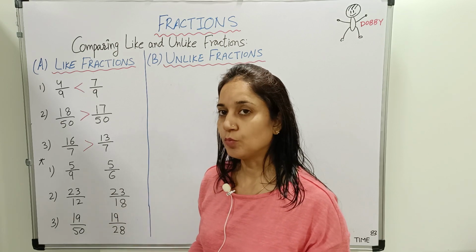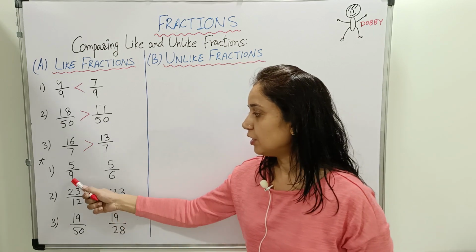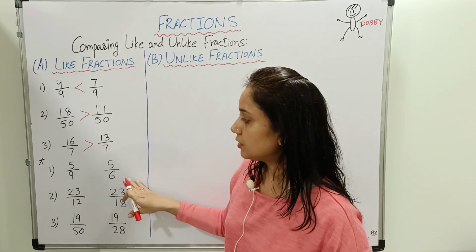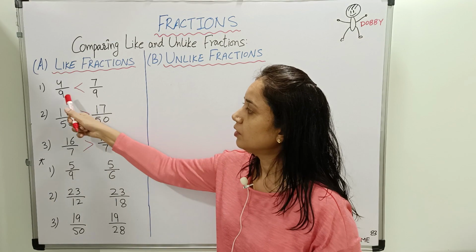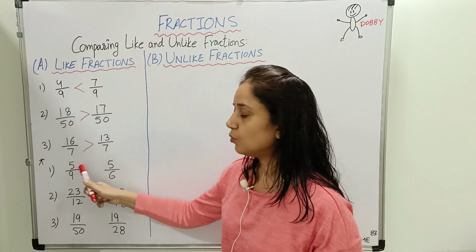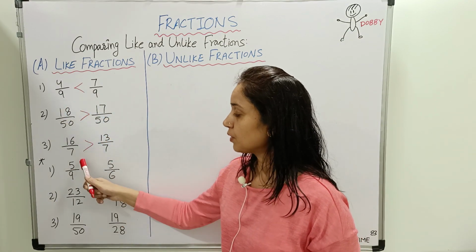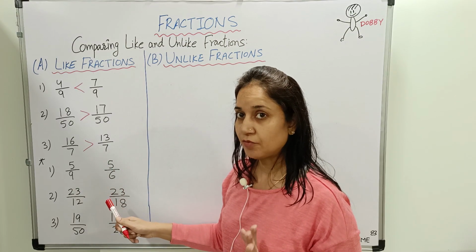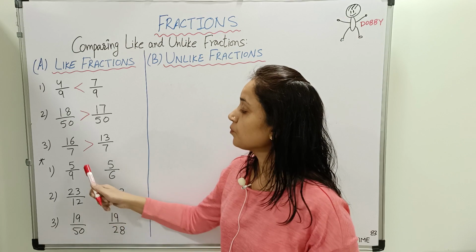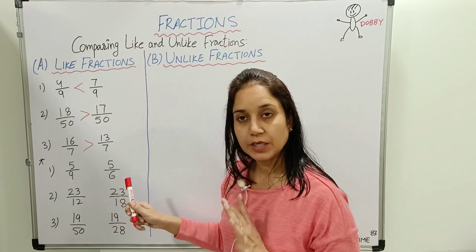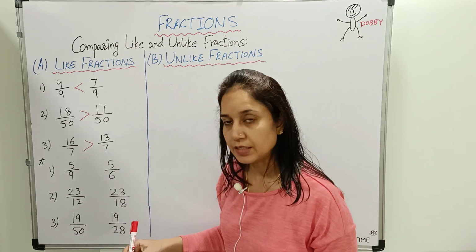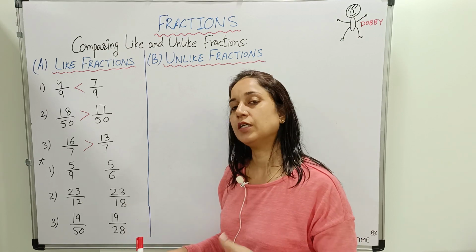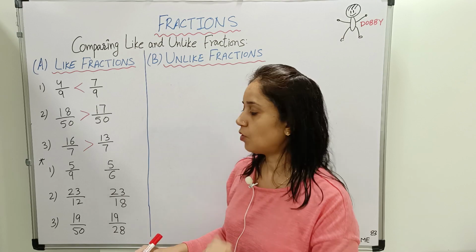Now at times you may see fractions where denominators are different but numerators are the same. This is just the reverse case of the above. Here the denominator is the same, here the numerator is the same. In the next part, 5 upon 9, 5 upon 6. These are not like fractions, but yes, the numerators are the same, not the denominators. So this is the reverse case. In the reverse case, the smaller denominator is the bigger fraction and the bigger denominator is the smaller fraction.